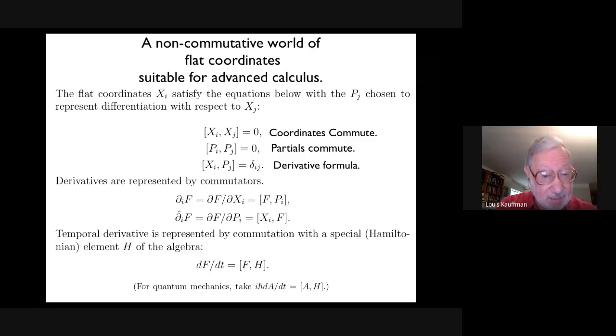Now, what I do not have here, I have space, but I don't have time. So I'm going to get time by another operator with malice aforethought called H. And the derivative of something with respect to time is going to be the commutator of f with h. You know what we have to do for quantum mechanics, but we'll come back to that. So we might as well call h the Hamiltonian. And remember, this is still just abstract formalism. And since we represent everything by a commutator, we wanted a nice commutative kind of flat world. So we've had the xi's commute with one another. We have the pi's represent those derivatives, and we need another entity that represents time and its derivative.